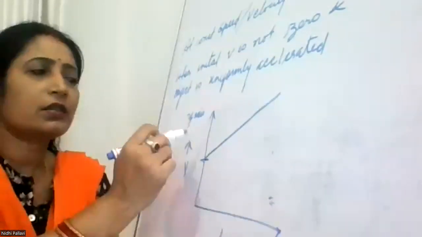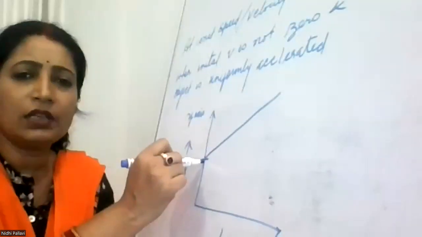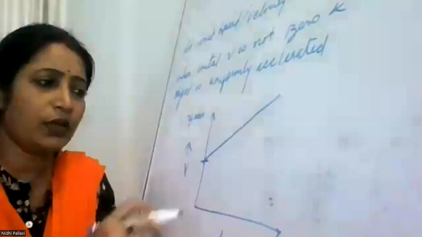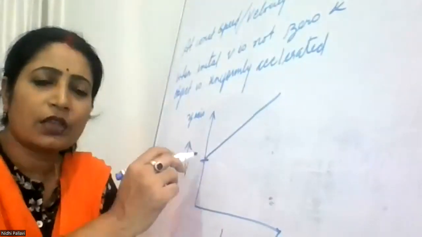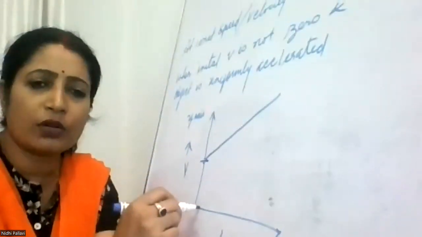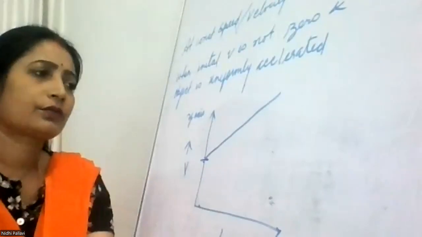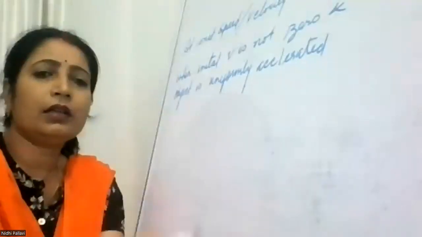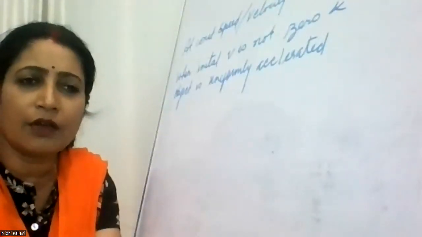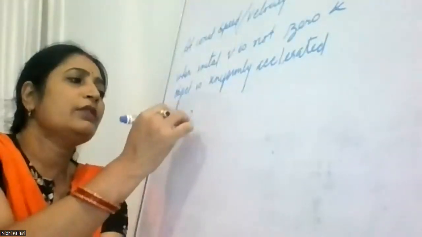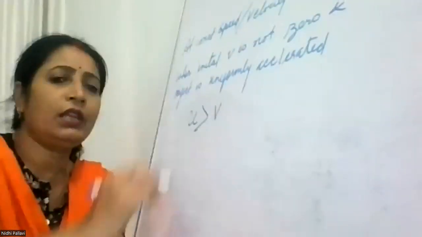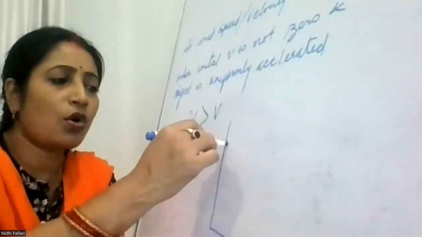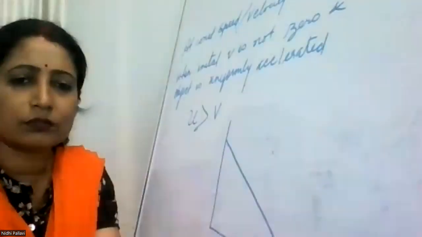This is the third condition, when the initial velocity is not zero and the body is uniformly accelerated. Then you will get a graph in which the slope does not start from the origin. Fourth condition: when the initial velocity u is higher than the final velocity v, greater than v. In that condition you will get a slope which is sloping downward.